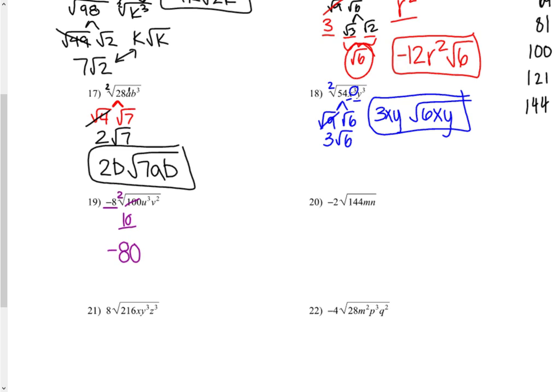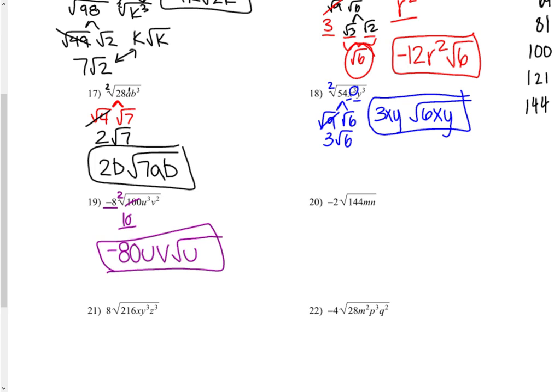The square root of u cubed: 2 goes into 3 one time, so I can bring 1u out. I have 1u left over, so 1u will stay in. 2 goes into 2 one time, so I can bring 1v out. We don't have any left over. So our final answer is negative 80 uv square root of u.